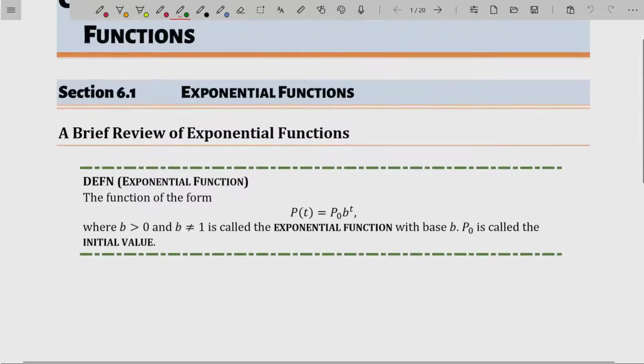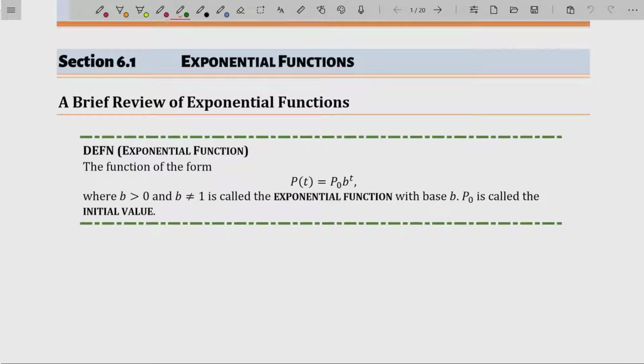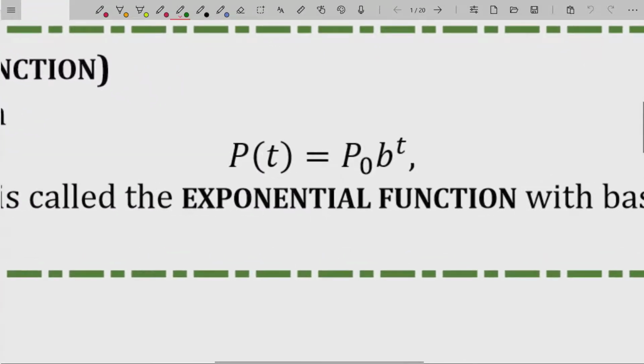This video will just be dedicated to kind of the overview of what an exponential function is, to remind you of the small little things you might have forgotten. First thing we need to talk about is, what is an exponential function? Well, an exponential function is a function of the form P of t equals P naught b to the t power. Your textbook likely doesn't write it this way. Most textbooks will write it this way: f of x equals a times b to the x. They're the same statements, just one textbook calls it f, and I call it P.